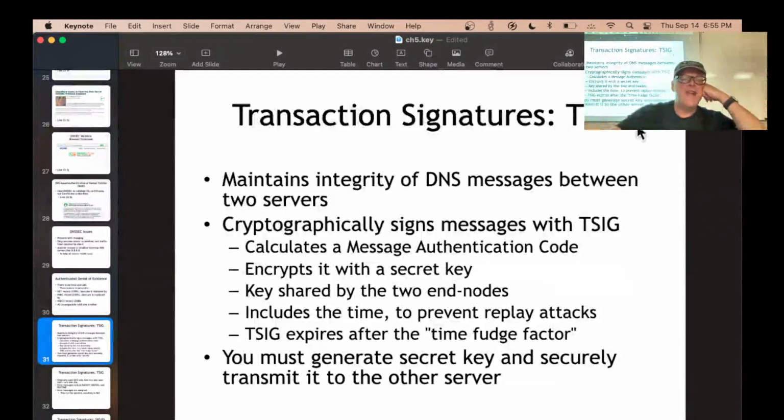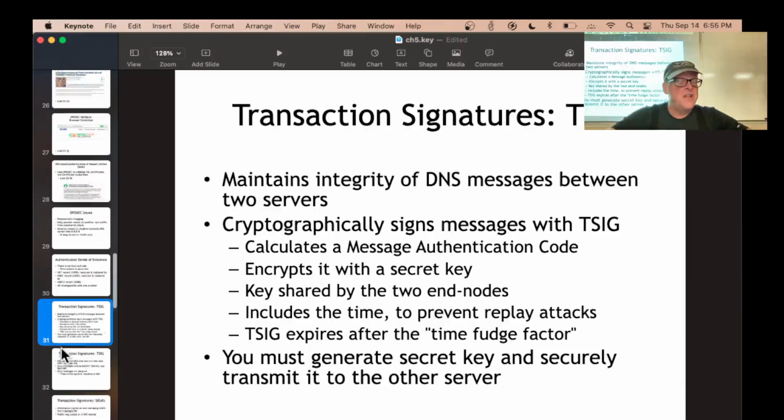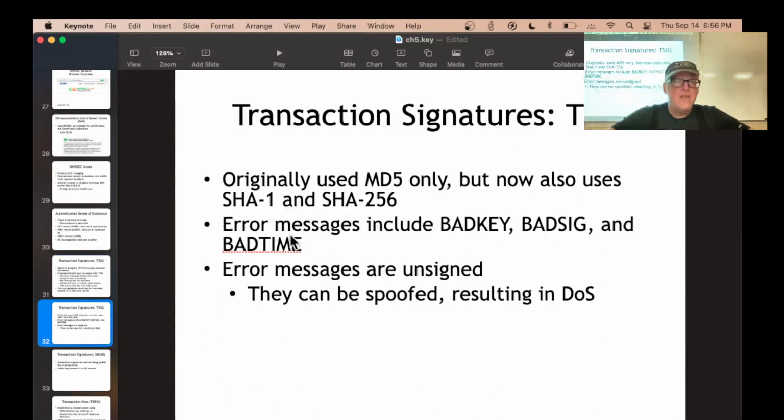And so then there's transaction signatures. These cryptographically sign the messages going back and forth, and it turns out to be pretty complicated. There's a secret key shared between two endpoints that includes the time it expires. You have to generate this key secretly, securely, and securely transmit it to the other server. It is just really kind of a mess mathematically.